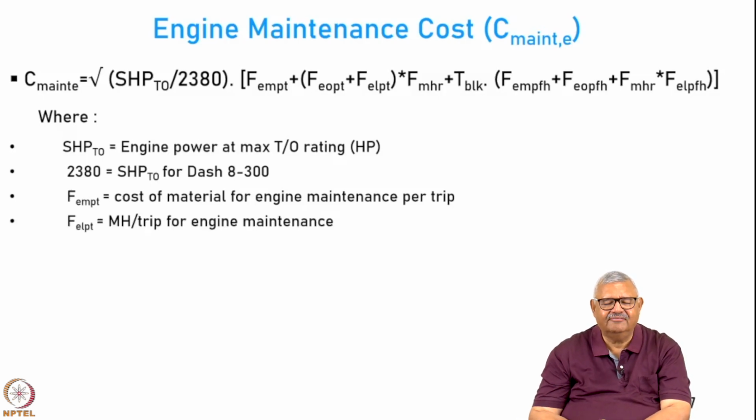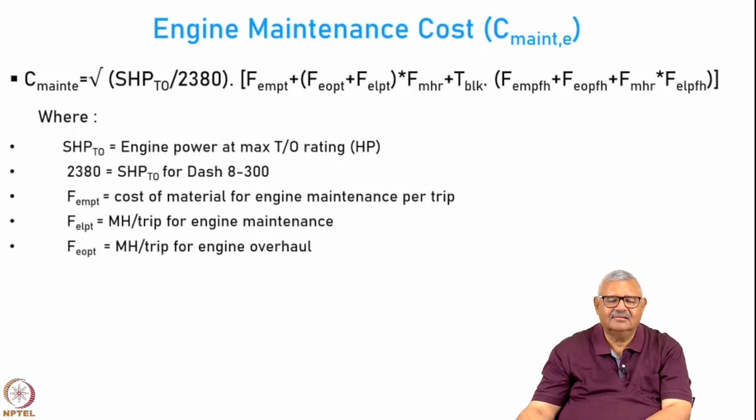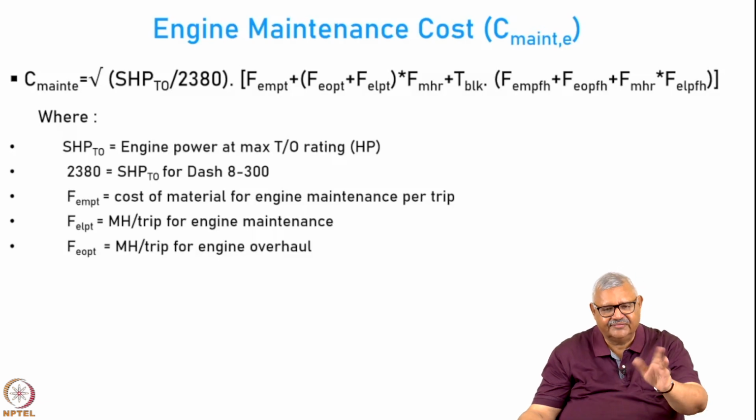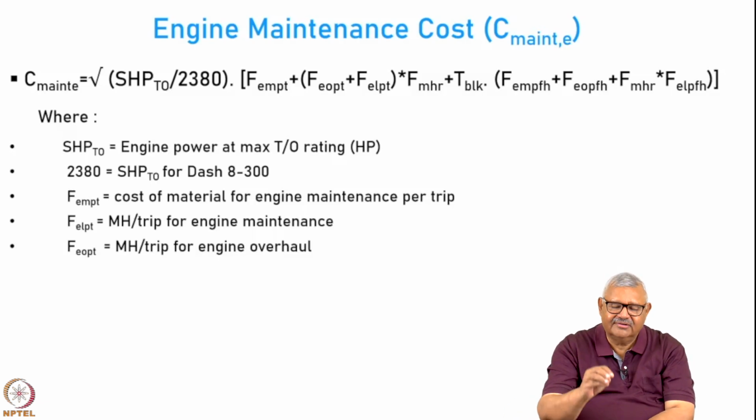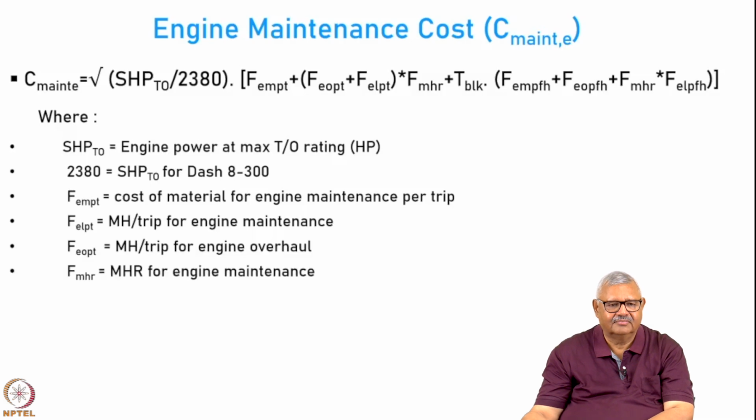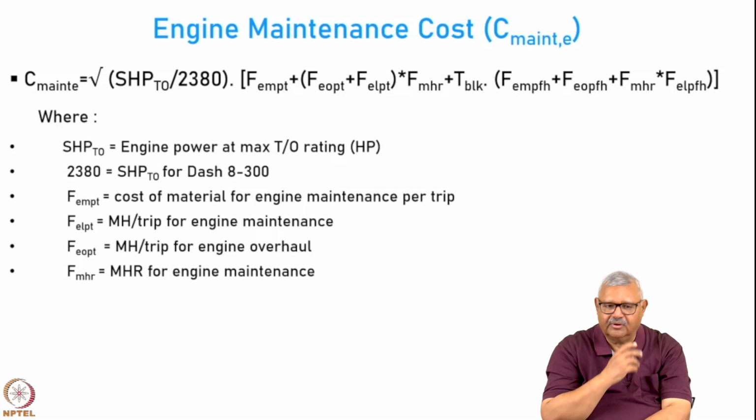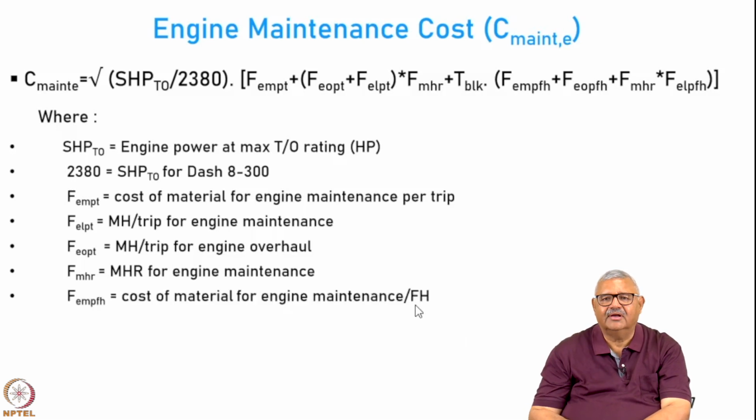But then you have man hour per trip for engine maintenance and there is a man hour per trip for engine overhaul. So, this is different now because overhaul is happening at the OEM. FMHR is the man hour rate for engine manufacture. Then we have FEMPFH, which is the cost of material for maintenance per flight hour.